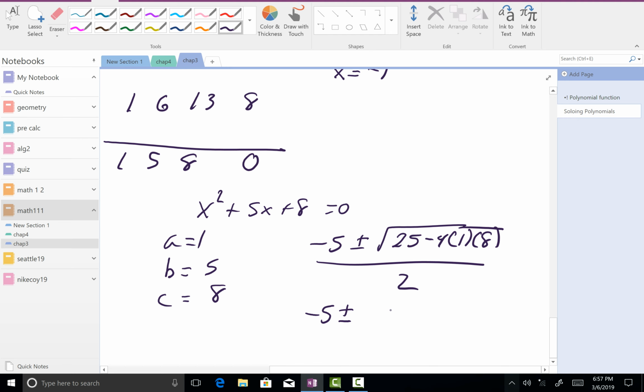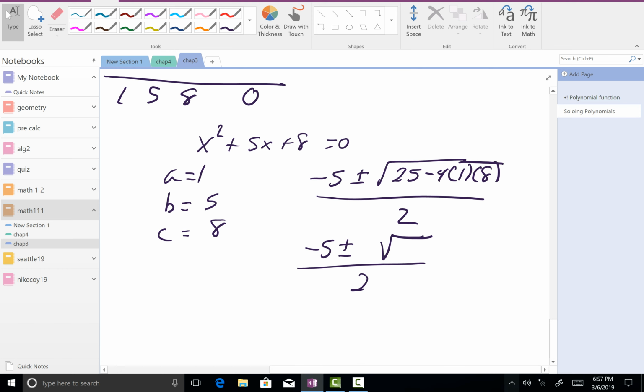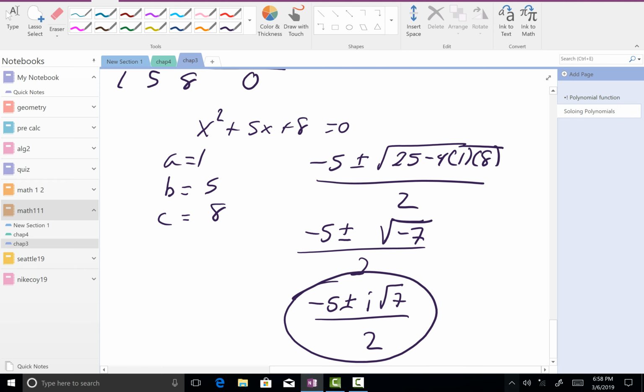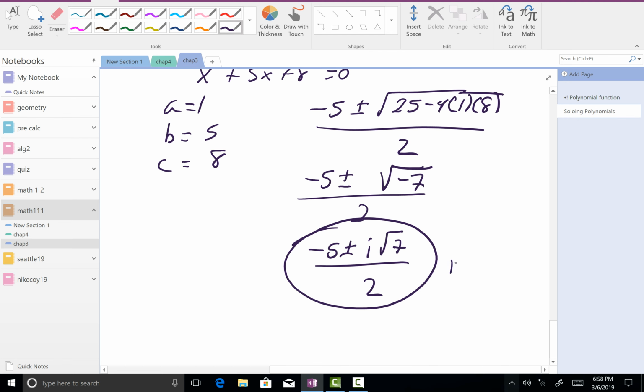32. Sure enough. What do we get on the inside there? -7, right? 4 times 8 is 32, 25, yep. So -5 plus or minus i square root of 7, all over 2. So there's one solution, and then my other one was -1. There's my other solution.